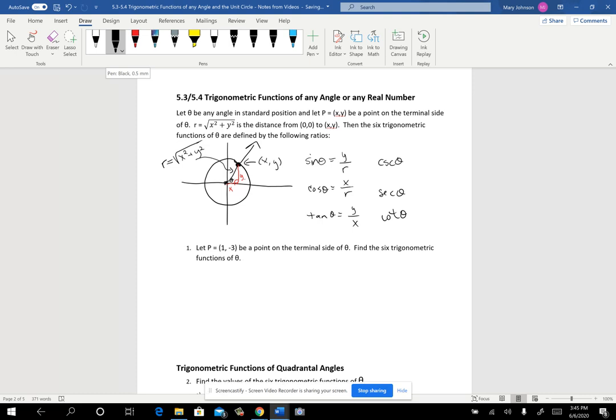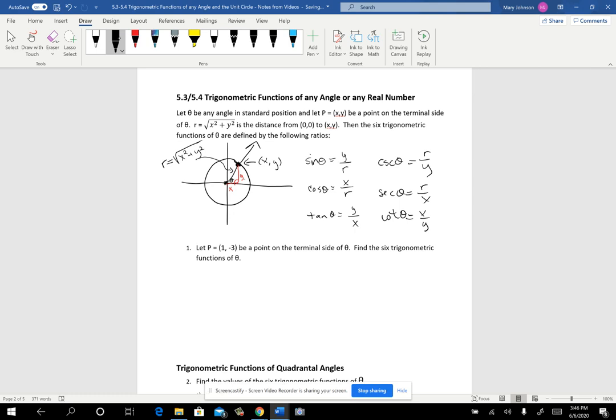So I'm going to just do the reciprocal of each of those ratios. And that would be a definition that could be used to determine the sine, cosine, and tangent for any angle. Now, the picture I drew you had the point in the first quadrant, the terminal side of the angle in the first quadrant, but in reality, it's true no matter where.